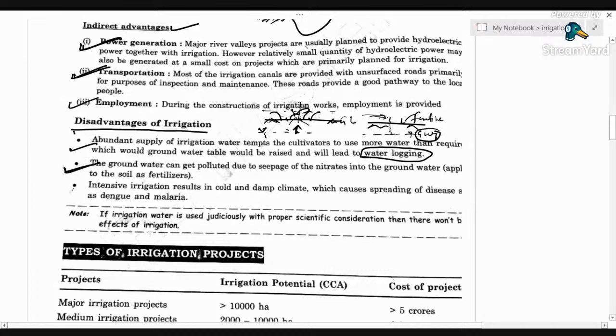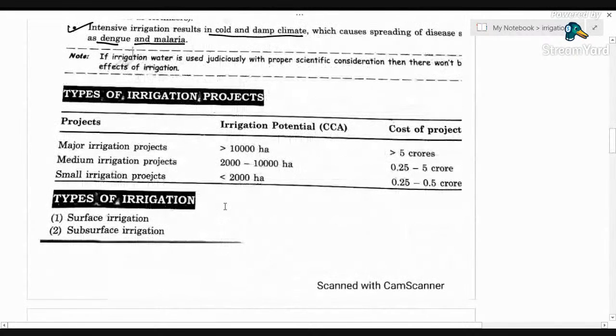And with intense irrigation, if you supply water continuously, the area will have a cold and damp climate. Spreading water also causes bacteria or some insects to grow there, which will cause dengue and malaria. Okay. So now, what are the types of irrigation projects?